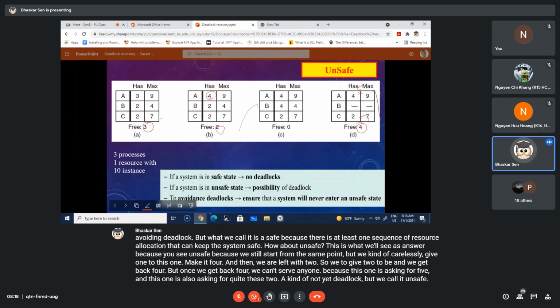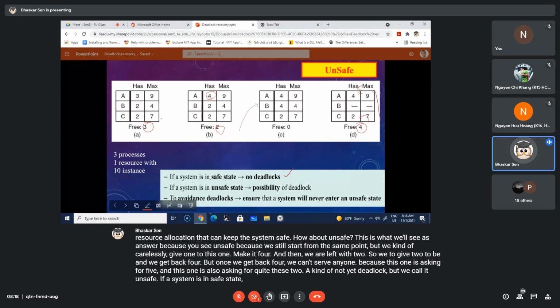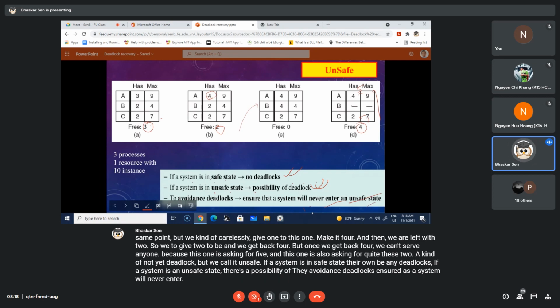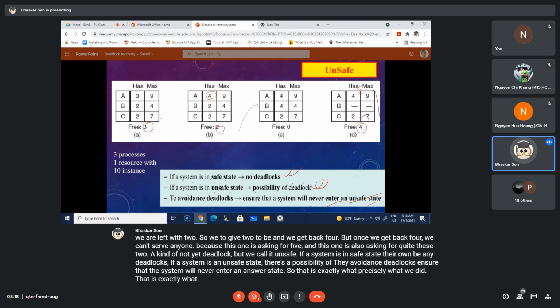If a system is in a safe state, there won't be any deadlocks. If a system is in an unsafe state, there's a possibility of a deadlock. The avoidance of deadlocks ensures that the system will never enter an unsafe state. That is precisely what we do. Okay. And that is what we are doing right here.